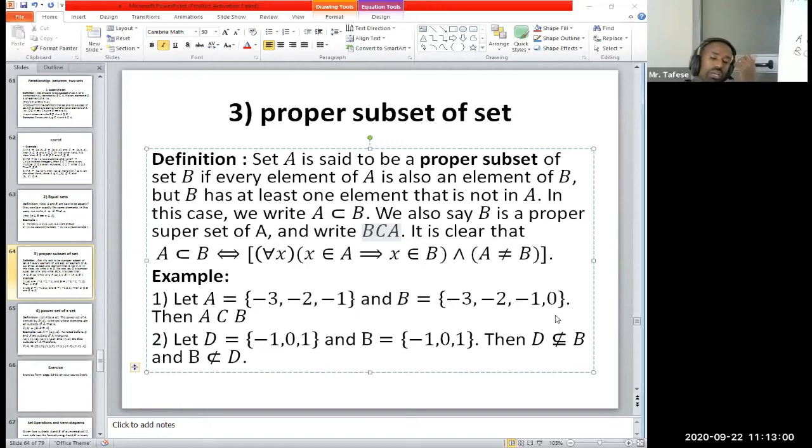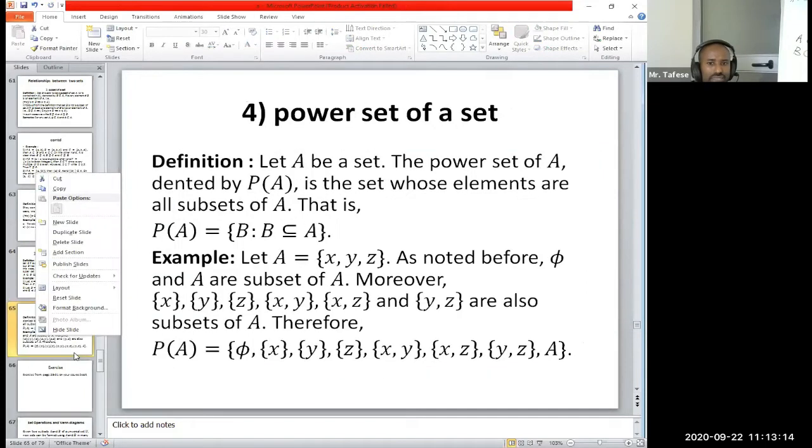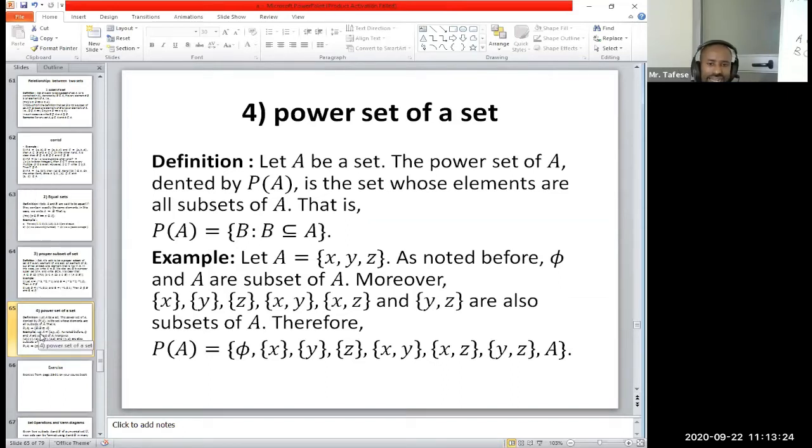So example two shows how a proper subset fails. You can add additional examples from your textbook or the course material. So this much is enough.